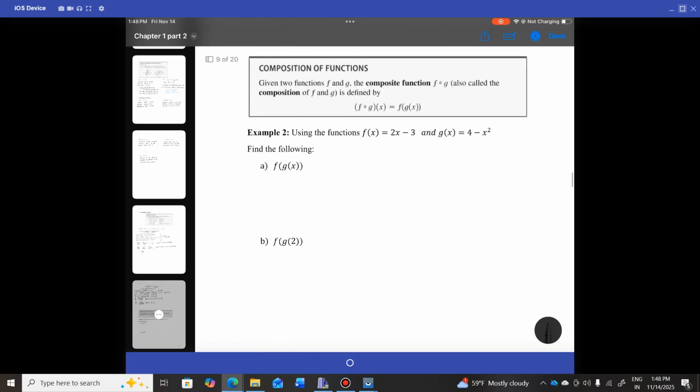A composite function is when you take a function and you insert it into another function. So we write it f composite g, and that means g goes into f. And so you can write it as f of g of x.